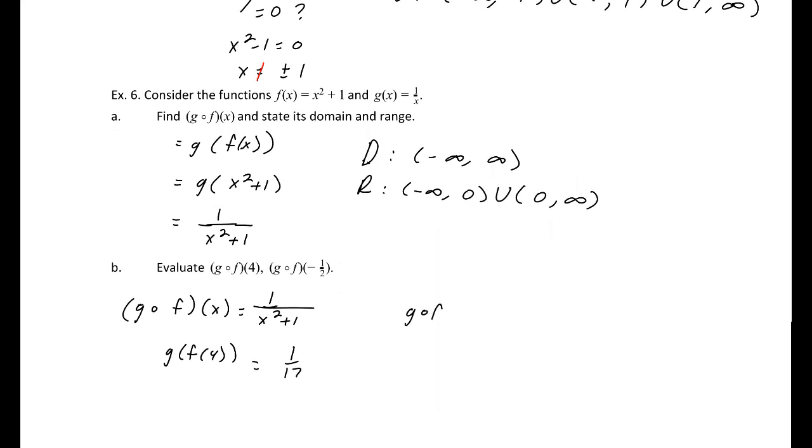All right, g of f of negative 1/2, because we already know what the function is, now we found g of f of x, we can evaluate that at negative 1/2. So that would be 1 over negative 1/2 squared plus 1, positive 1/4. So that would be 5/4, and that should be 4/5.